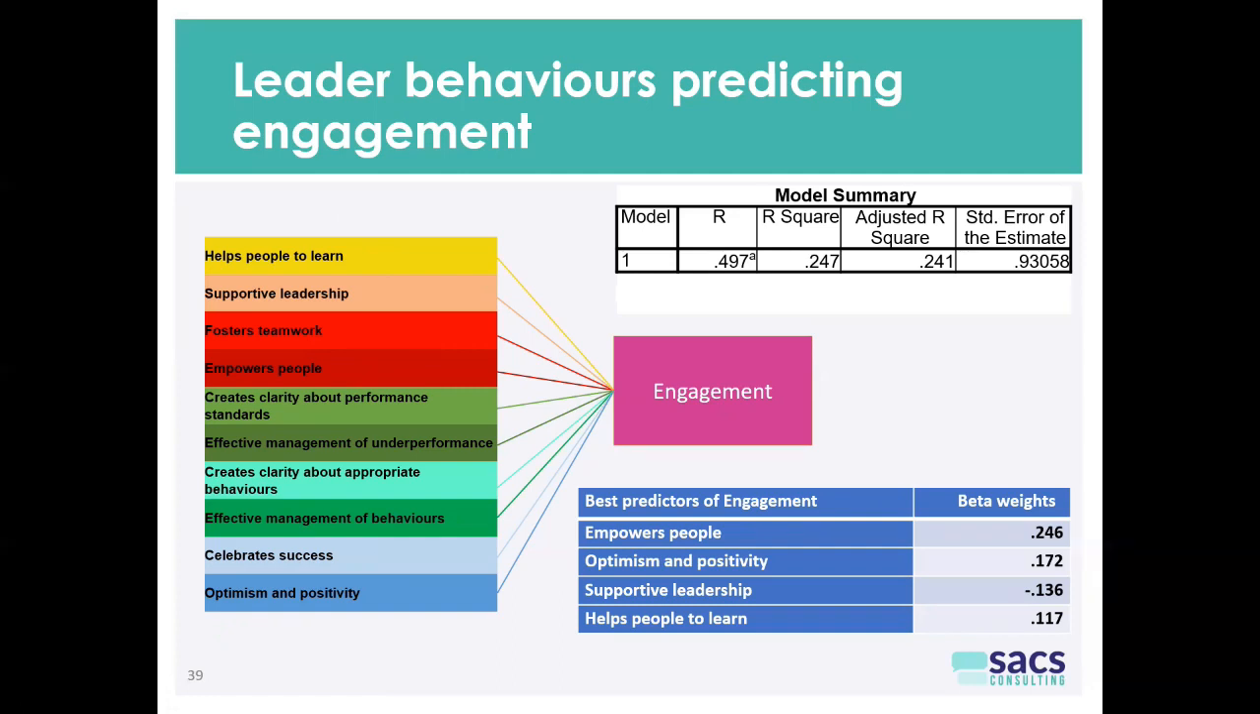But there's another cluster of behaviours in amongst these 10 which are about accountability. So you'll see that we talk about creating clarity about performance standards and then effectively managing underperformance, creating clarity about appropriate behaviours and effective management of behaviours when people are behaving in a way that's not positive in respect of the workplace. So there's a kind of a psychosocial environment aspect to this, empowering people, treating them with respect, helping them, causing them to learn, those kinds of things. And then there's an accountability component.